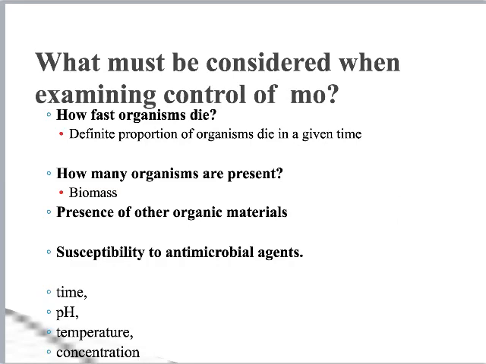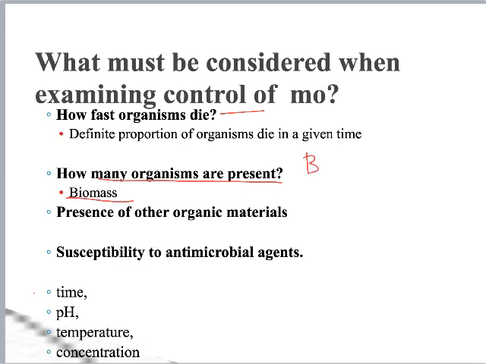So there are lots of things we have to take into consideration when we try to figure out how to control microorganisms. Some of the things we have to take into consideration are how fast organisms can die, how many organisms are present and how they're arranged. So it depends on the amount of biomass.